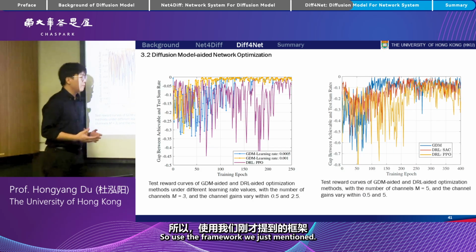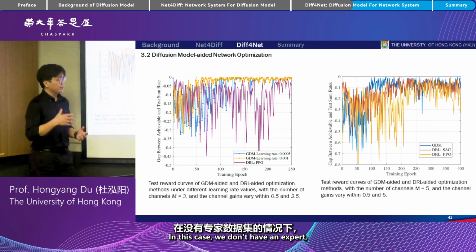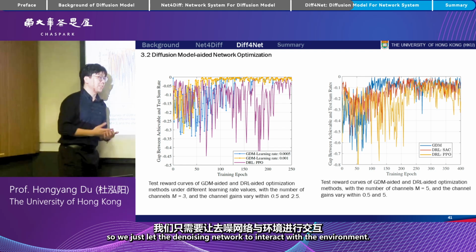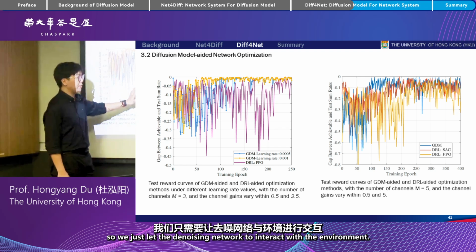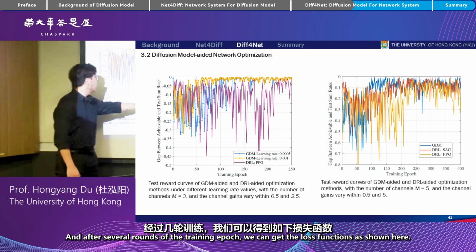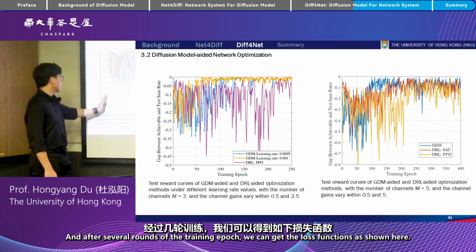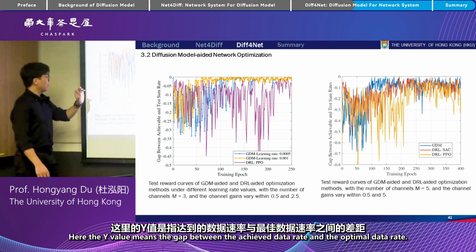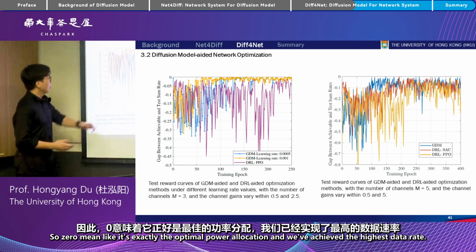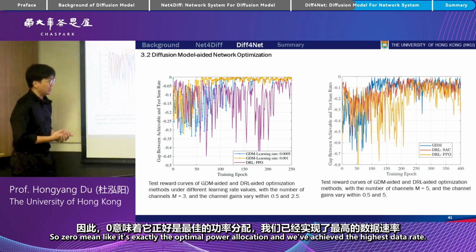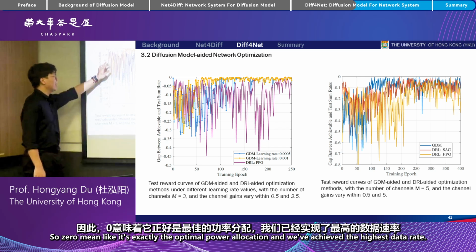So we use the framework we just mentioned. In this case, we don't have an expert, so we just let the denoising network interact with the environment. And after several rounds of the training approach, we can get the loss functions as shown here. Here, the y value means the gap between the achieved data rate and the optimal data rate. So 0 means it's exactly the optimal power allocation, and we've achieved the highest data rate.